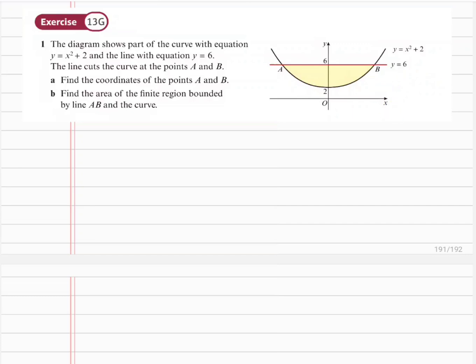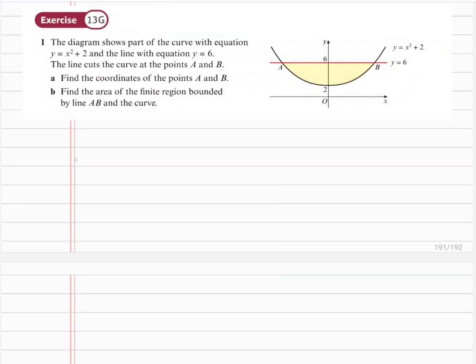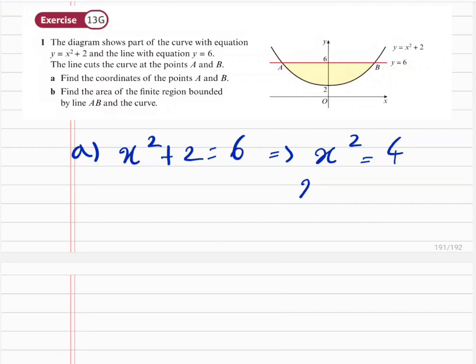So in this question, we have the curve with the equation y equals x squared plus 2, and also a straight line with the equation y equals 6. In part A, we want to find the coordinates of the points A and B. That's a very simple question. Basically, we just need to find the points of intersection, and that happens when x squared plus 2 is equal to 6. Now we just need to solve this equation. x squared is equal to 4, which means x is equal to plus or minus 2.